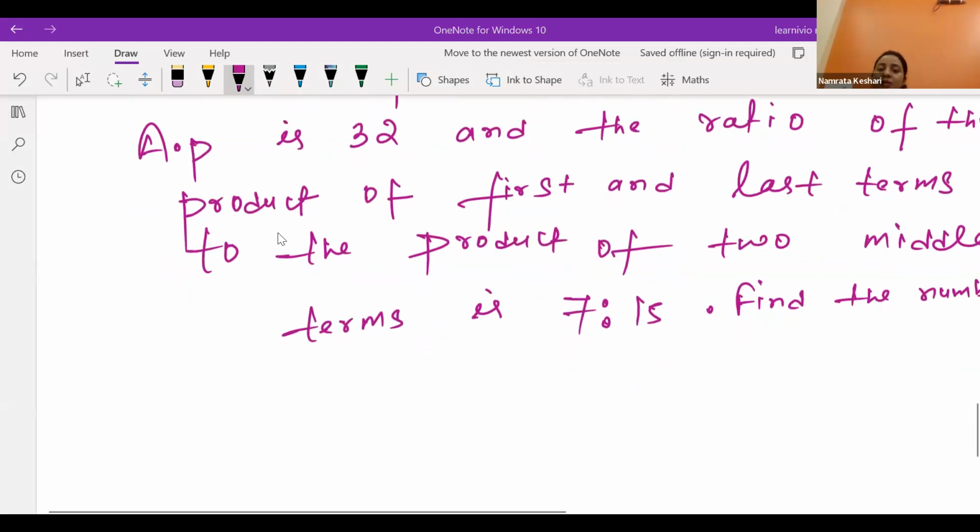Okay, Harshit has already done it: 14, 10, 16, 2, these are the numbers. Okay, we will check it. Can you tell me, Harshit, how you did?